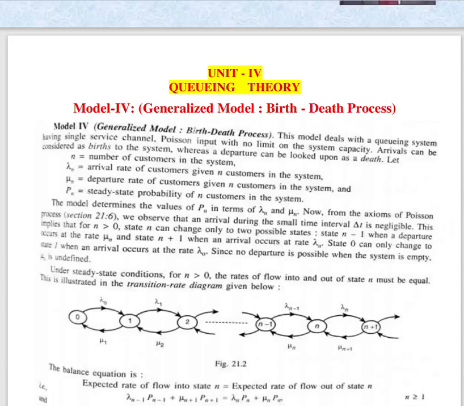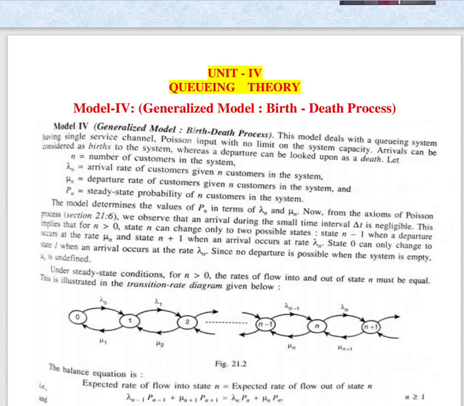This model is a queuing system having a single service channel, with a Poisson input and no limit on the system capacity. In this birth-death process, the arrivals can be considered as a birth to the system, whereas the departures can be considered as a death.